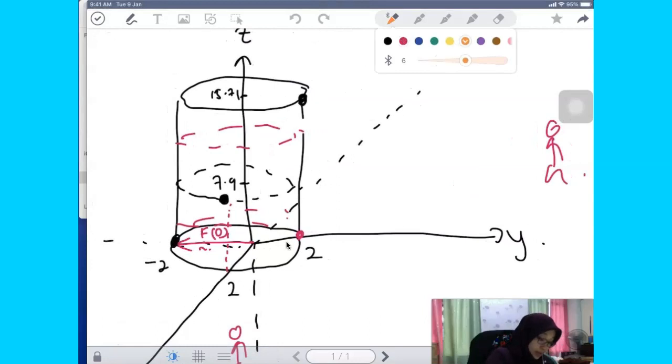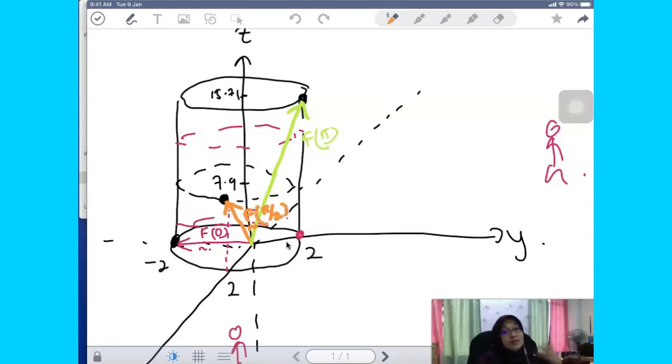Then we can sketch the position vector, and the other position vector is that one. Okay, and when we label them, so this is the vector when t is pi, and the other one is when the vector is at pi over 2.